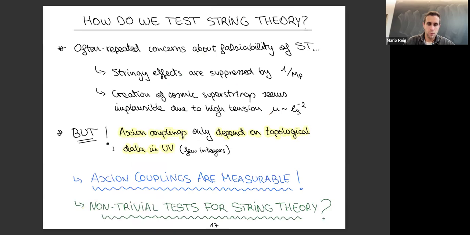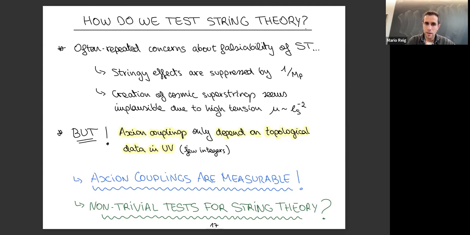Good. So now the main question is, of course, how can we test string theory? Because people say, for a good reason, that these theories are very hard to test and probably even hard to falsify. This is because any quantum gravity effect is going to be suppressed by the Planck mass, which is a huge scale, and even more exotic effects like production of some stringy object like cosmic superstrings or some sort of branes in the very early universe seems implausible due to the high tension of these guys.